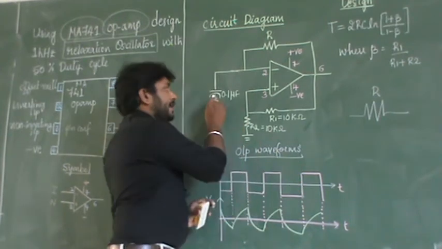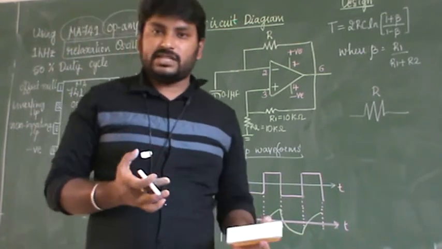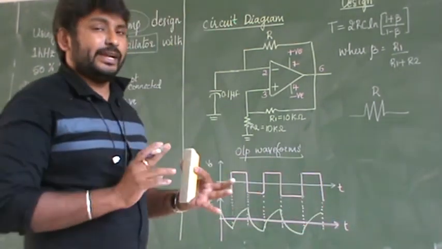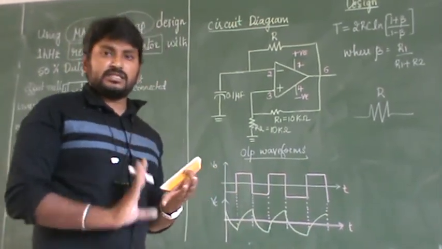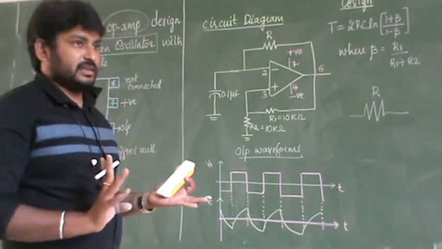So now what is a capacitor? A capacitor will hold the charges. Capacitor holds the charges. So this much is enough. We should not go in depth. Capacitor holds the charges. Resistance means it opposes the flow of current. So this much is enough for you.